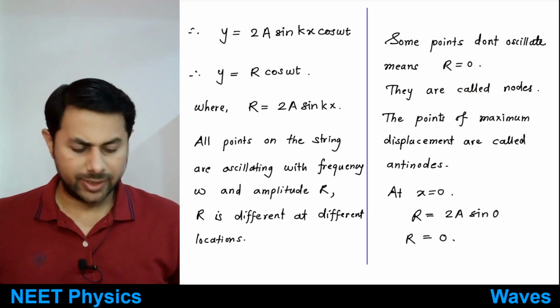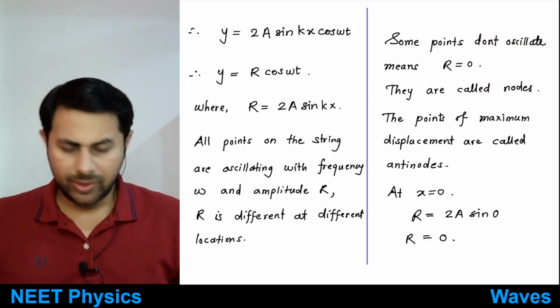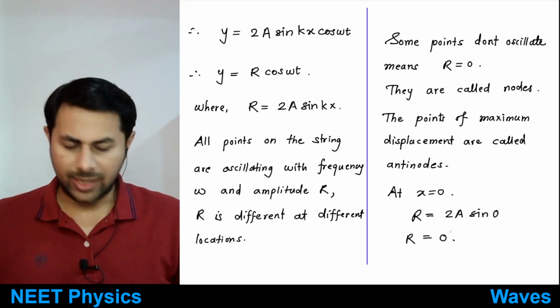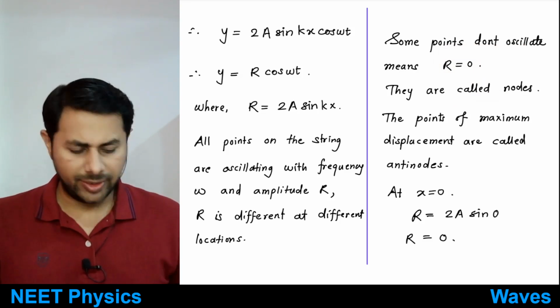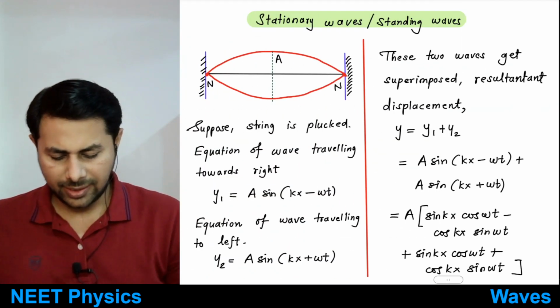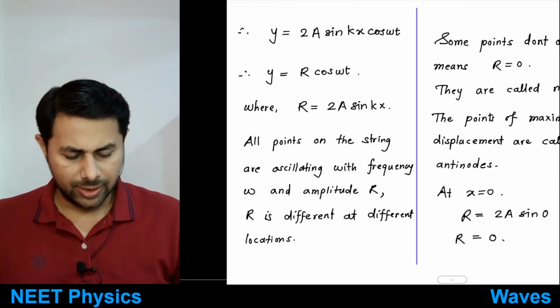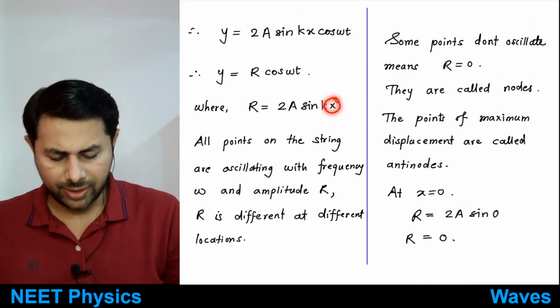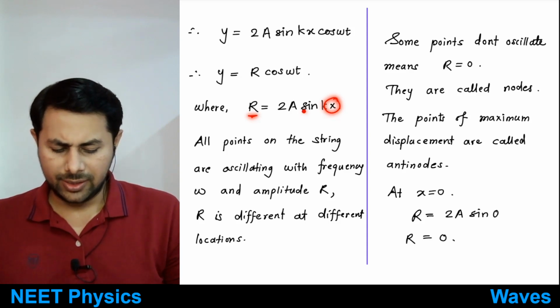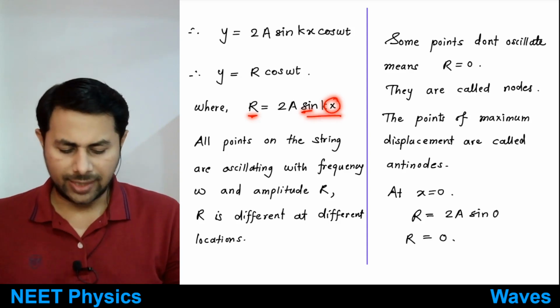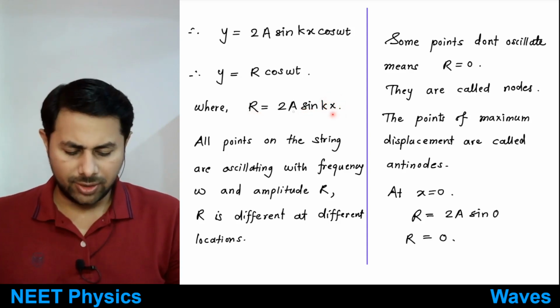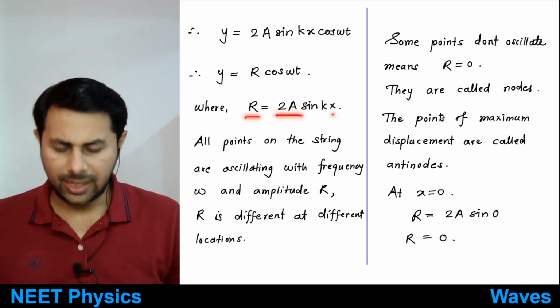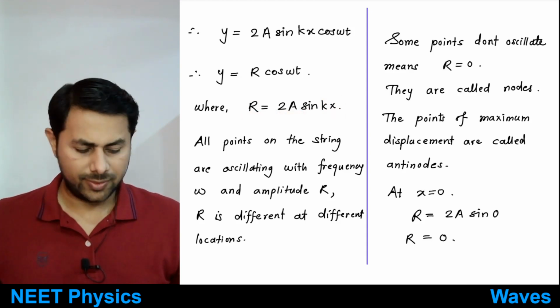What are those points? So put r equal to 0, and you will get those points. For example, at x equal to 0, you have a node. If you put x equal to 0 here, you get r equal to 2 times sine 0, sine 0 is 0, so you get r equals 0, right?